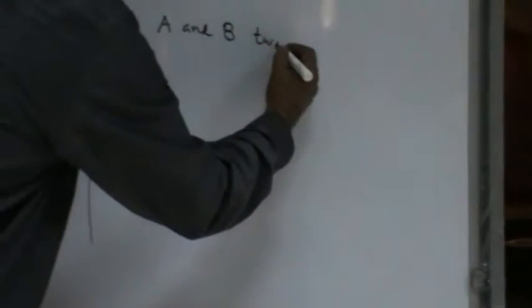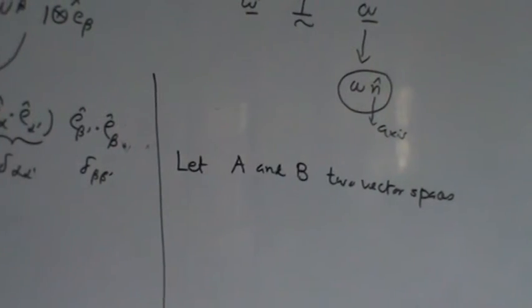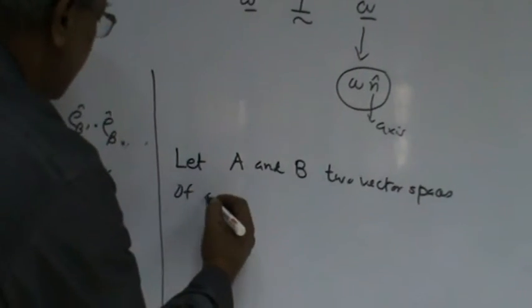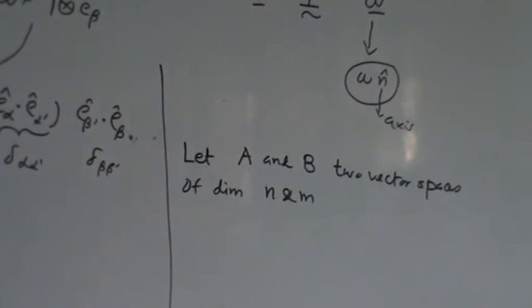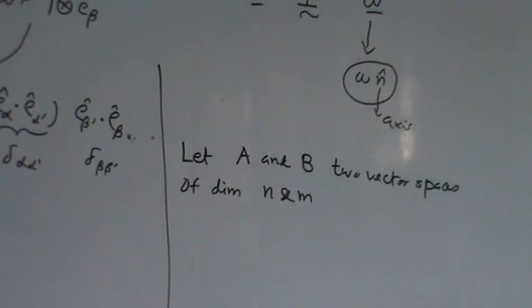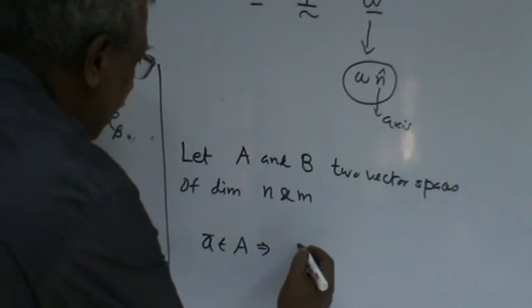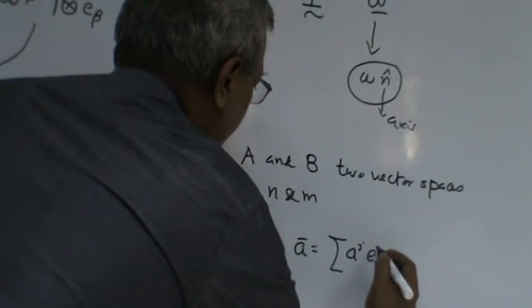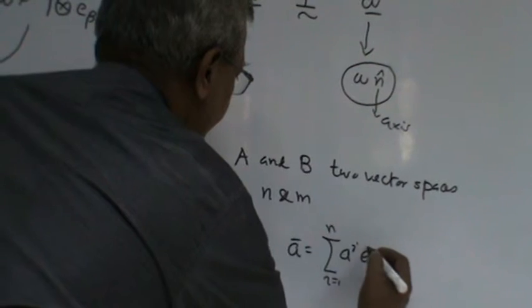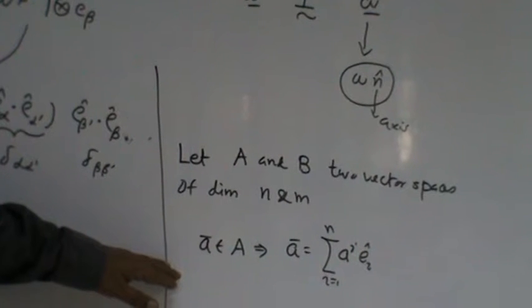Let A and B be two vector spaces, let's say of dimensionality, some n. They can be very different from each other, also, two distinctly different contexts. Now, if I got a vector, let's say a belonging to A, this means this vector a can be written as some summation over a_i and some e_i, i running from 1 to n. Correct? So, such vectors make the vector space.